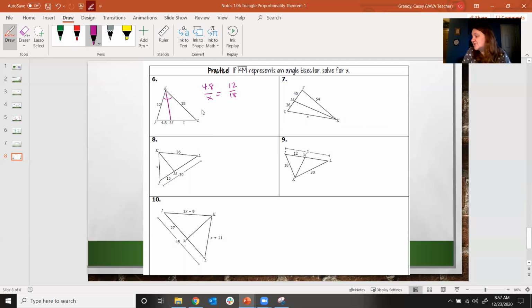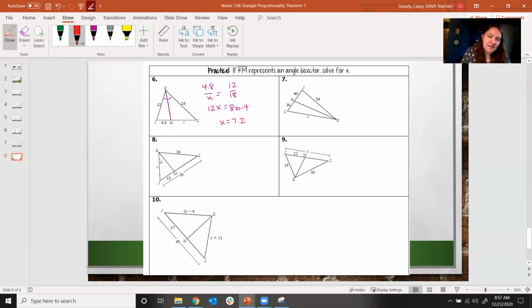And now we can cross multiply. 12x equals 18 times 4.8, 86.4. Notice I did not round that, I left it as a .4. Divide by 12, x is 7.2. That idea will hold true for number 7. Let's look at number 8.